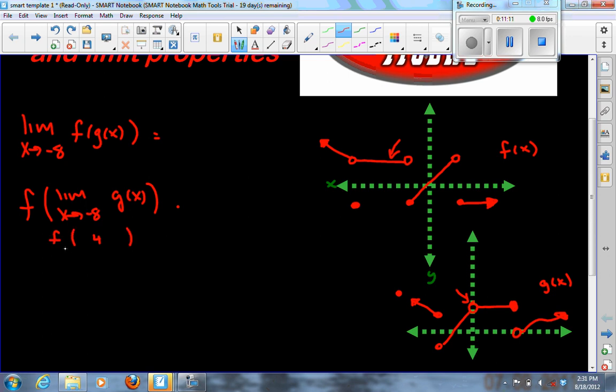So now I'm looking for f of 4. And you can figure this out with pre-calculus, regular old standard algebra. Come over here, f of 4, 1, 2, 3, 4. F of 4 is -2. This just means f of 4 means the function's value when x equals 4.